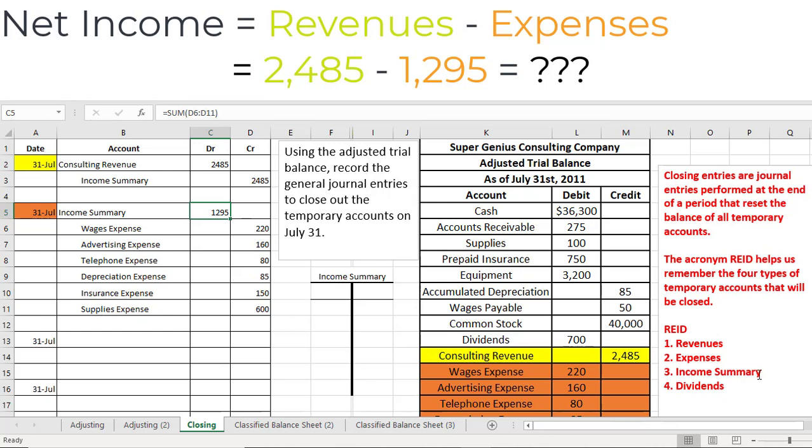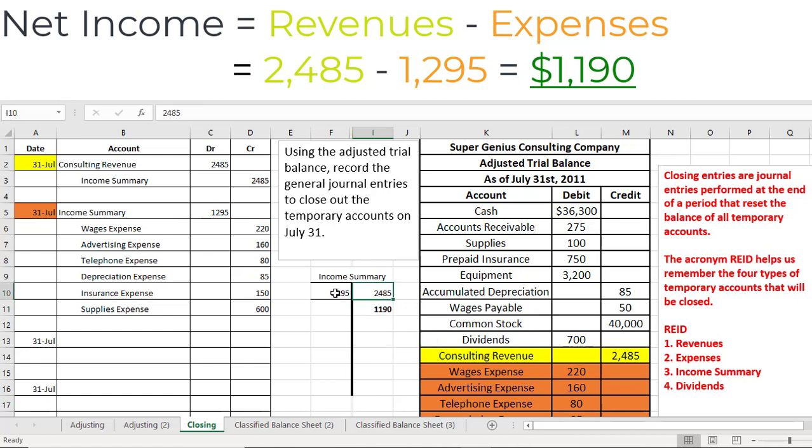And that's going to be important as we move to step three, which is to close the income summary account. Now you won't find the income summary account on the adjusted trial balance. You'll have to find the balance based on the first two journal entries that you've already performed. And we can do that using a T account. So we have a T account here made for income summary. So we can grab the credit of $2,485 and the debit of $1,295, and then calculate the balance by taking the larger number and subtracting the smaller number and writing the balance on the side of the larger number, which ends up being $1,190.